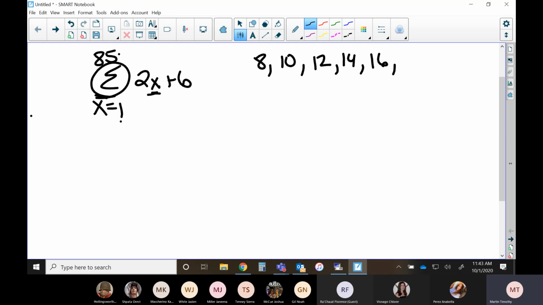We're no longer doing this. But how many times do we have to do this? We would have to do it 85 times. Do you want to do that? No. It's a good thing there's a formula, right?